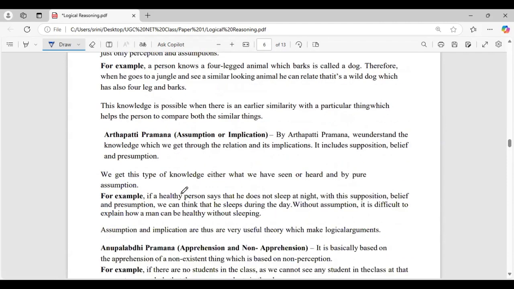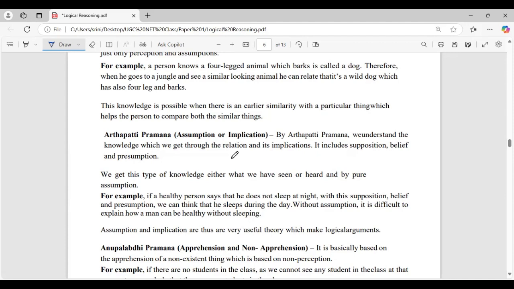Arthapatti, that is implication. By Arthapatti, we understand the knowledge which we get through relation and implication. It includes supposition, belief, and presumption. We get this type of knowledge from what we have seen or heard, and by pure assumption. For example, if a healthy person says that he does not sleep at night, with supposition, belief, and presumption, we can think that he sleeps during the day.